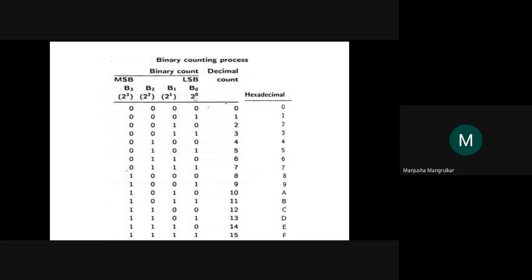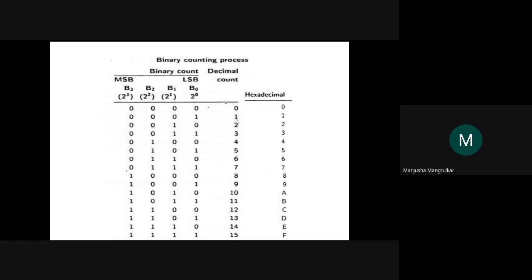Now the binary number notation has 2 to the power 0, 2 to the power 1, 2 to the power 2, 2 to the power 3, 2 to the power 4, 2 to the power 5, as we are increasing from left to right side. 2 to the power 0 represents 1. 2 to the power 1 is 2. 2 to the power 2 is 4 and 2 to the power 3 is 8.